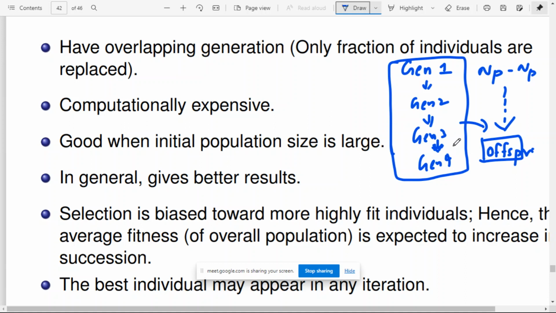Yes, answer. Should this new offspring replace the entire population, or should it replace something, or not? Am I audible or not? Then answer. This new offspring should replace which thing?